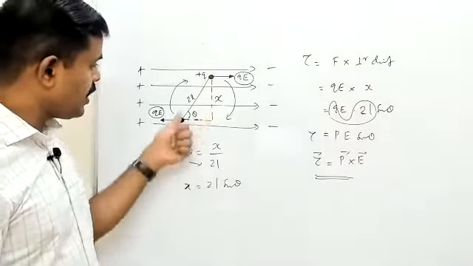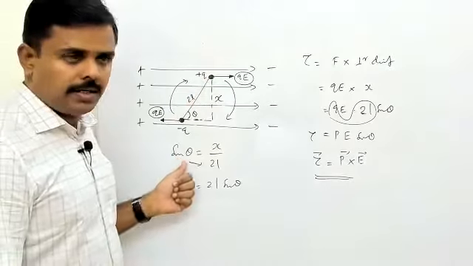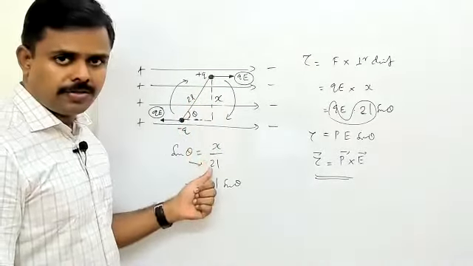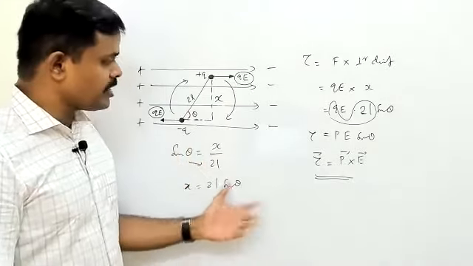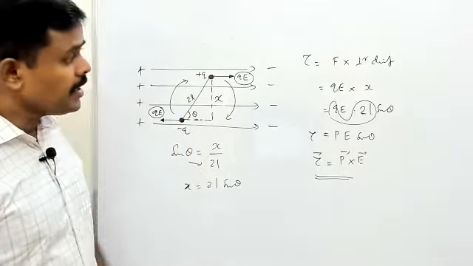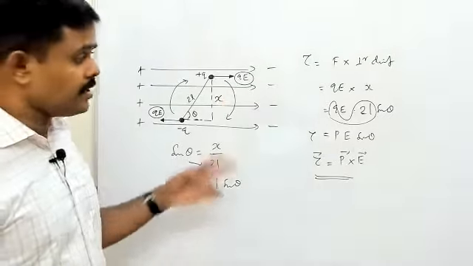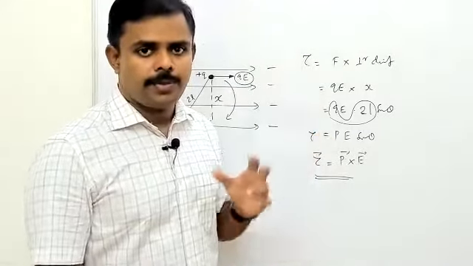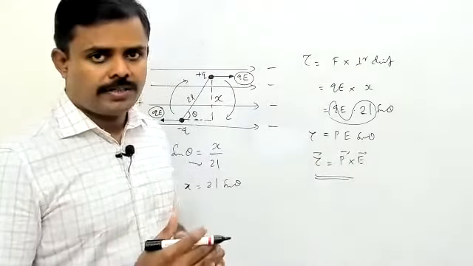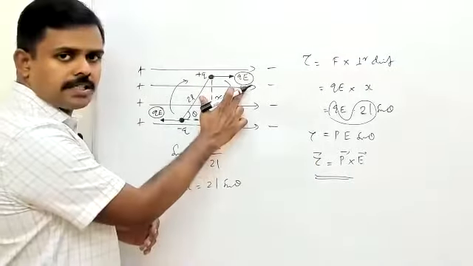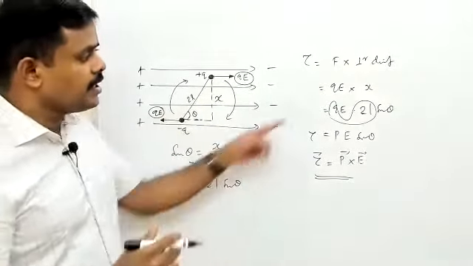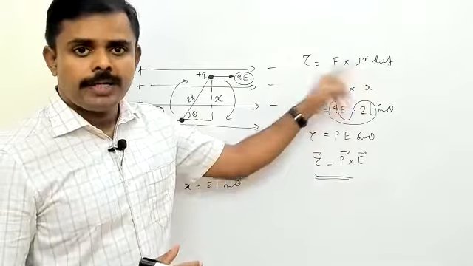So in this triangle, I take sine theta. What is sine theta? Opposite side divided by hypotenuse, x divided by 2l. Cross multiply: x is equal to 2l sine theta. Then torque is defined as what? This is something you learn in first year classes. One of the forces multiplied by the perpendicular distance. What are the forces here? One force is QE. The other force is also QE. So one of the forces, QE, into the perpendicular distance.